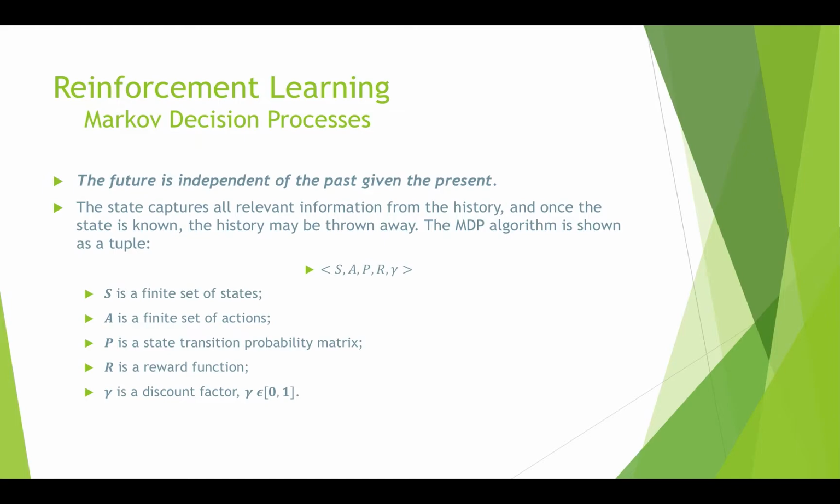The main point of the Markov decision process can be described as: the future is independent of the past, given the present. So every current state contains all relevant information from the history. The Markov decision process contains a state set S, an action set A, a matrix of state transition probabilities P, and a reward function R. The gamma here is a discount factor, which means how important the future will be to the current state.